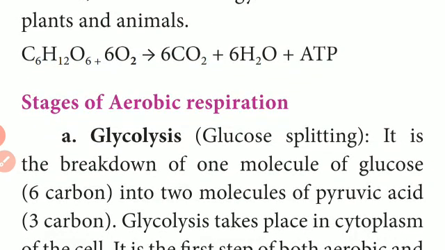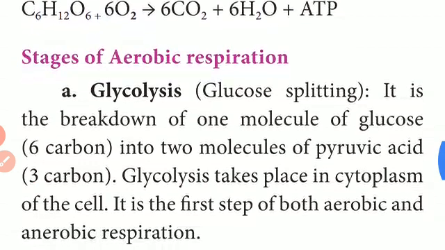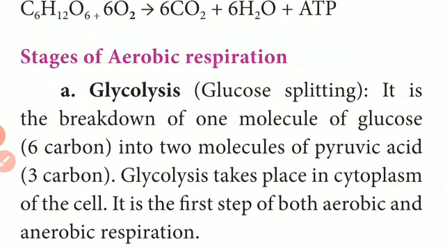So the stages of aerobic respiration, there are three stages, given in your book. One is glycolysis, the second one is the Krebs cycle, the third one is the electron transport chain. So what is glycolysis? Glycolysis is very simple: glucose is split into pyruvic acid.